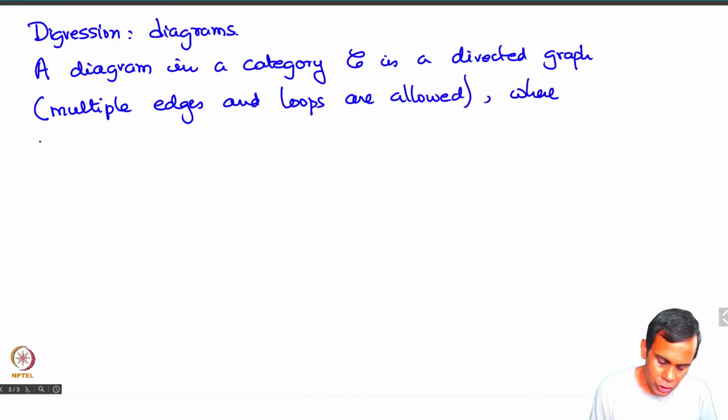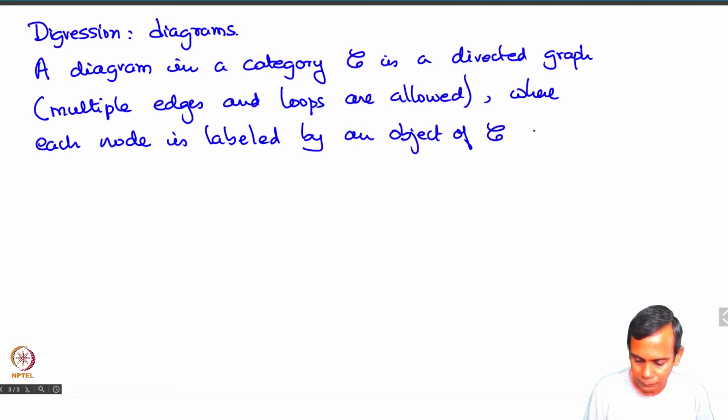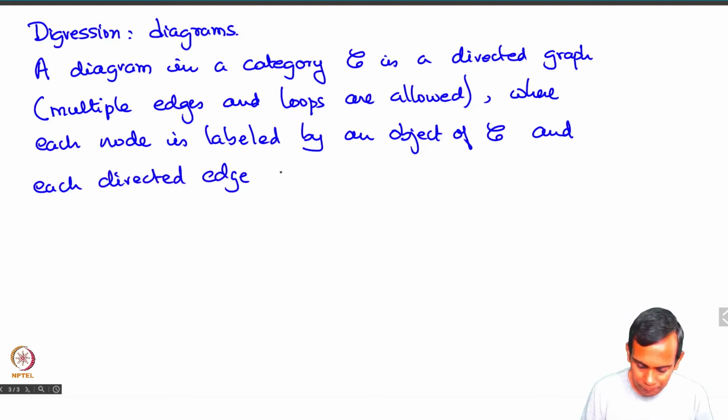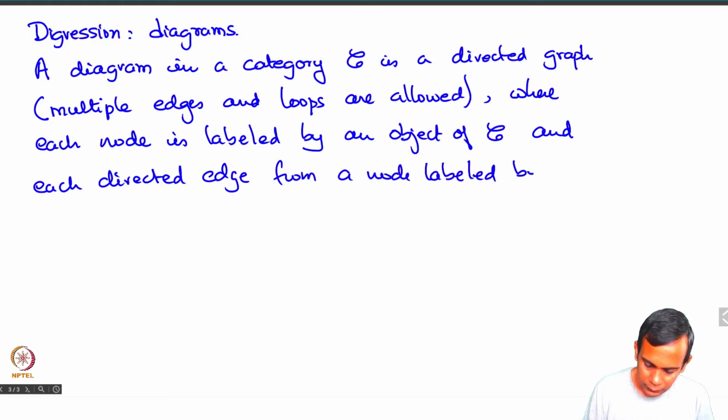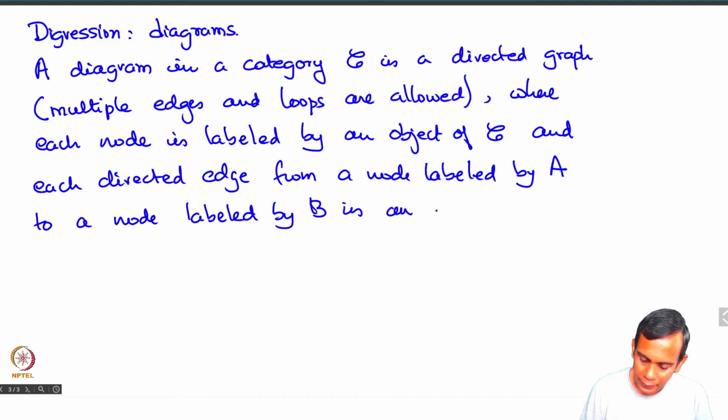Where each node of the directed graph is labeled by an object of C, and each directed edge from a node labeled by some object, say by A, to a node labeled by B, is an arrow in the category C from A to B.